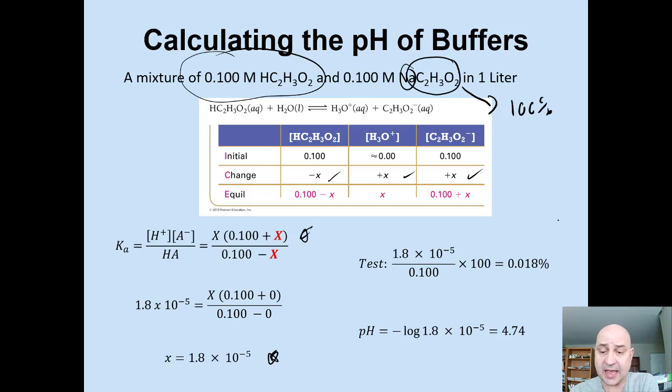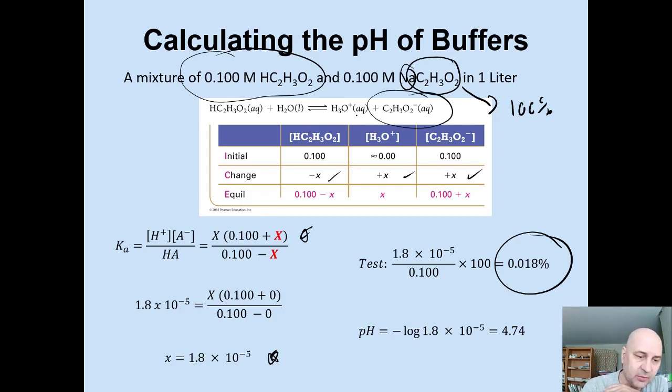And then we solve the algebra, which is actually really, really easy. And if you wanted to do the test, you take that Ka and you divide it by the initial concentration times 100, and you get a dissociation of 0.018%, which is to be expected for a couple of reasons. First of all, it's a weak acid, but also we do already have some of the product present here from this equilibrium, right?